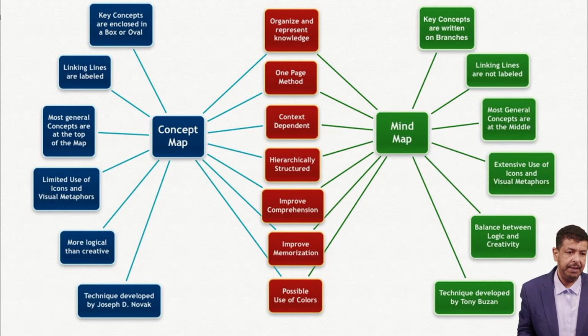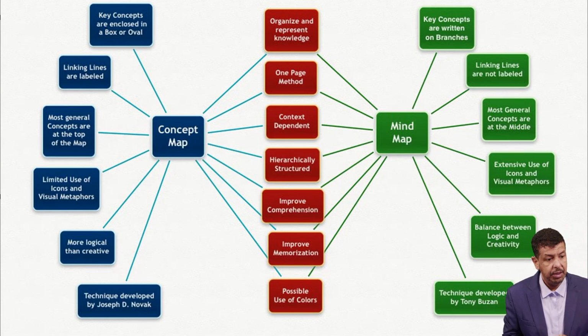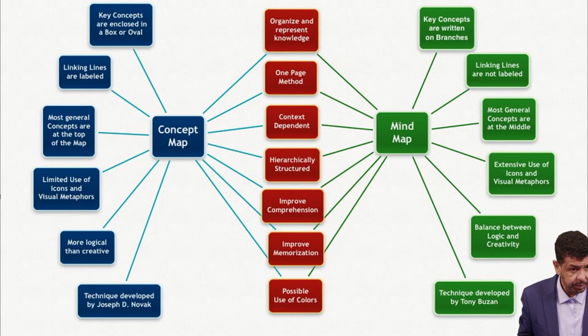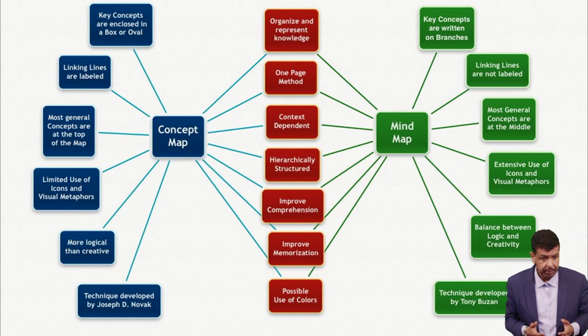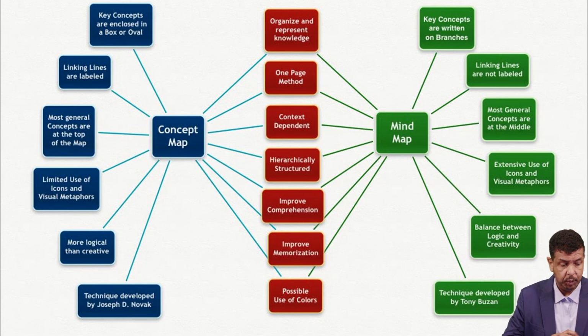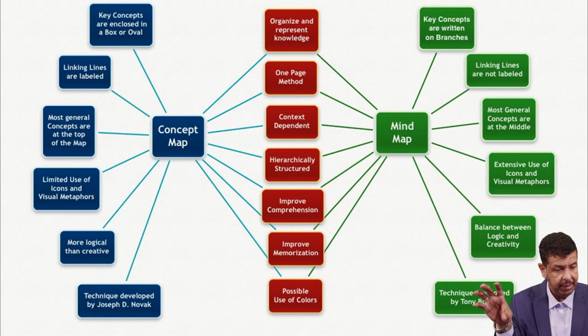Both of them help us to organize and represent knowledge. Both of them are one-page methods. Both of them are context dependent. They are structured. They improve comprehension. They improve memorization, and there is a possible use of color. So the left side is about the concept map, the right side is about the mind map, and in the middle is the area of commonalities and similarities between both the concept map and the mind map.